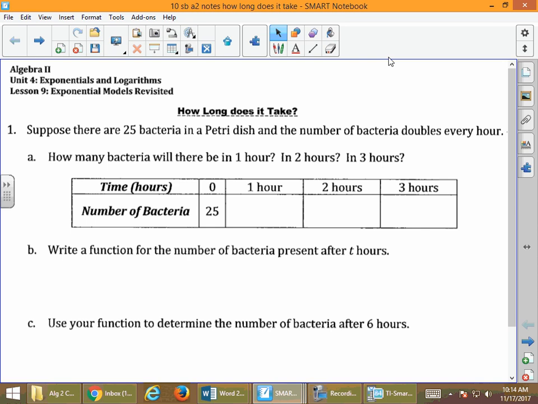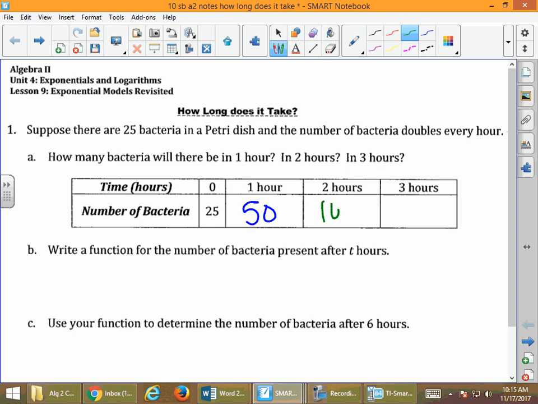And in this particular problem, you can probably figure this out without too much of an issue, because in the first hour, we're going to double 25 and we get 50. In the second hour, we double the 50 and we get 100. In the third hour, we double 100 and get 200.